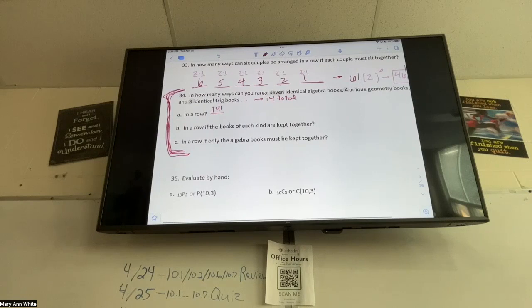Now, that being said, they use the word identical and unique, and that was intentional, okay? So identical means that they're the same. That means we got some repetitions. So if I had these 2 exact same algebra books and everything was the same except these flipped, would my shelf look any different? No, right? If I just pulled the exact same book and switched it places, it would look the same. So we have to divide off our identical books. So I'm going to divide off my algebra books by doing 7 factorial. And I'm going to divide off those identical trig books by doing 3 factorial.